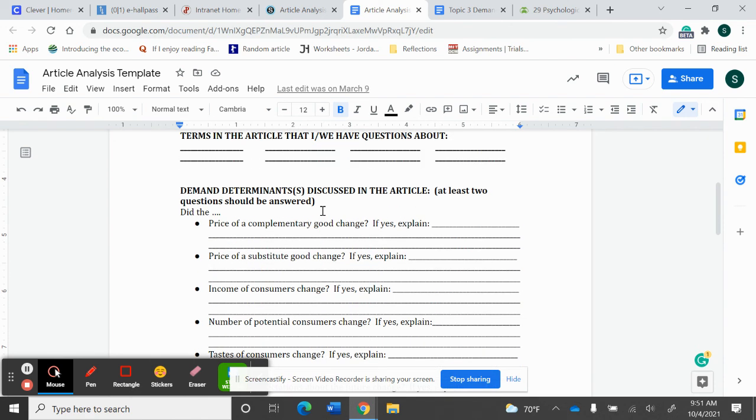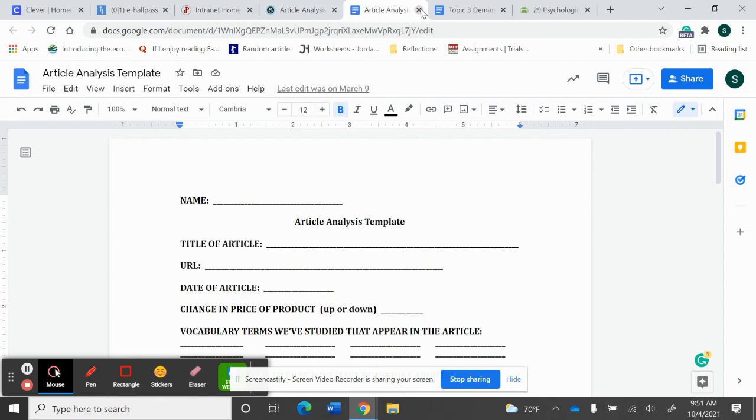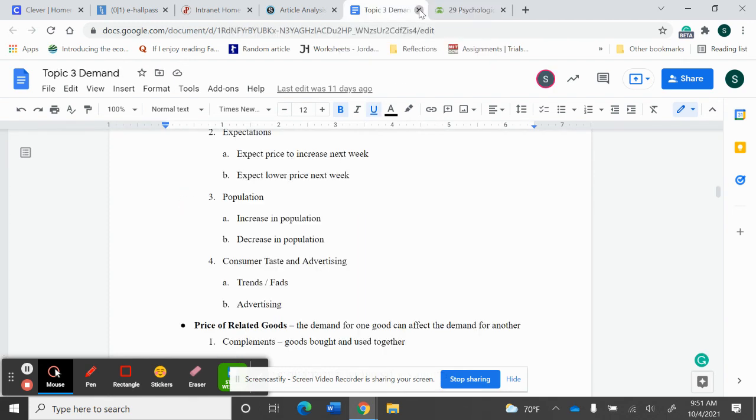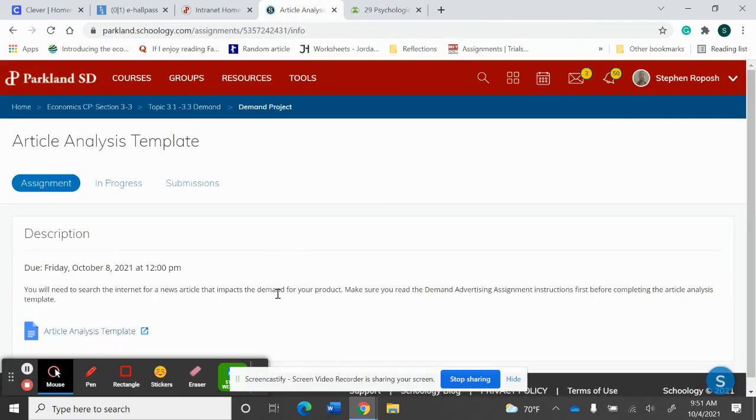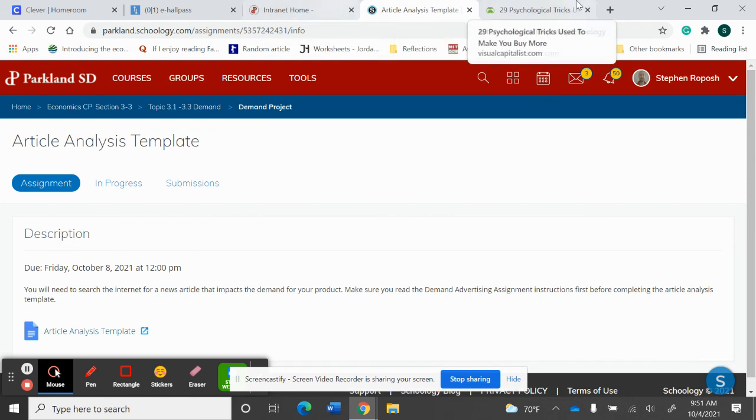Remember, they're not going to have demand of Yeti cups. They may have demand for camping, demand for commuting. Just think outside the box when you're trying to find an article related to your product. All right? That's that. This is due Friday. It's pretty easy. You'll see. All right. I'm going to stop sharing.